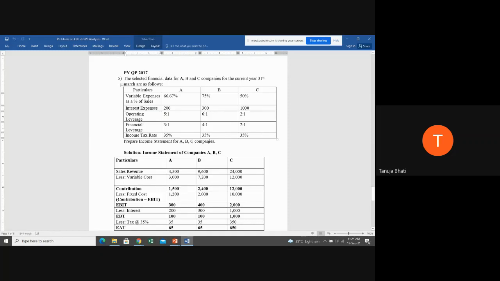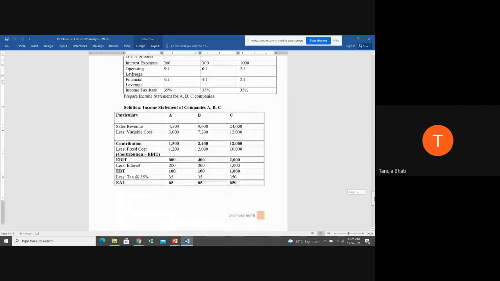So obviously the income statement will have your income, your revenue, as well as your expenses or cost. So it starts with sales. But what is the sales figure you're going to take here? Do you have the sales figure given? No, we do not have the sales figure given, but we have the answer for operating leverage and financial leverage. So using the formula for operating and financial leverage and substituting the figures, we will get the value of sales.